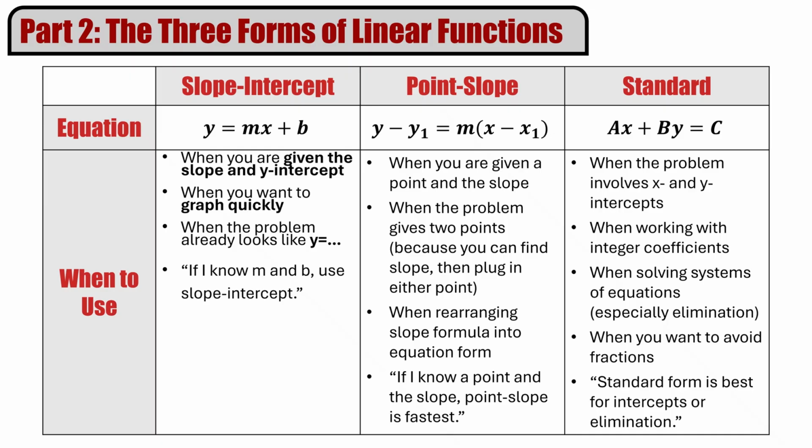The third form is the standard form. Ax plus By equals C. This form is great when a problem involves both x and y-intercepts, or when you want to work with integer coefficients. It's also helpful when solving systems of equations, especially with elimination. Standard form avoids fractions, so it's often preferred in real-world or application problems. So now that we know all 3 forms and when to use them, let's practice converting equations into slope-intercept form.